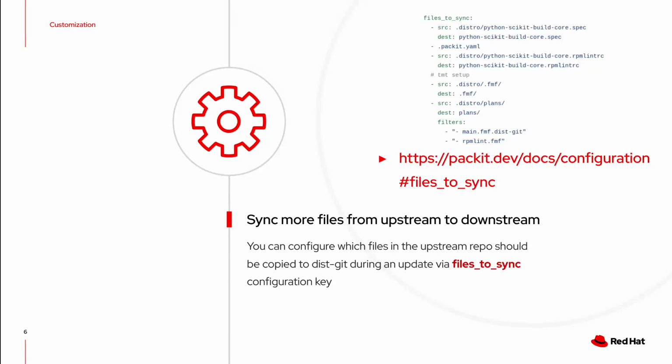You can also add other files to the synchronization process, telling Packit which are the other files you want to be copied from the upstream to the downstream using the files to sync key.